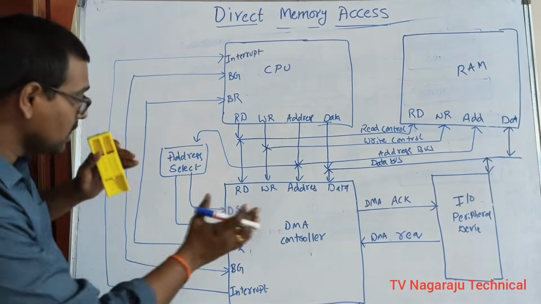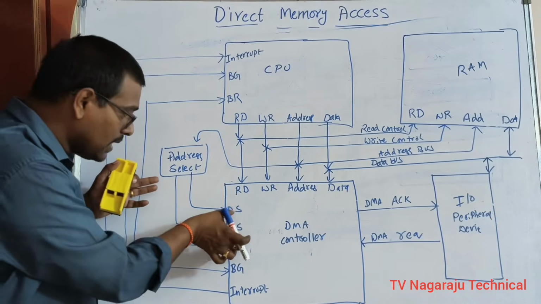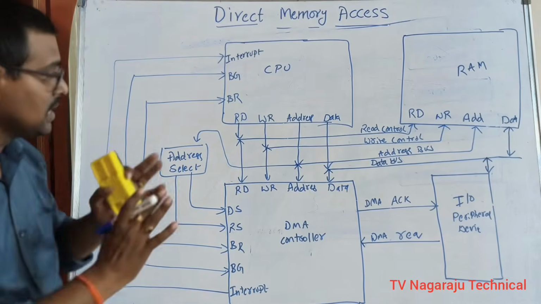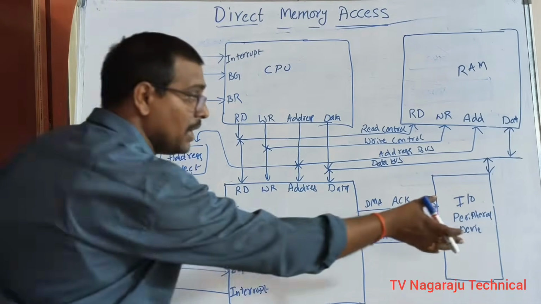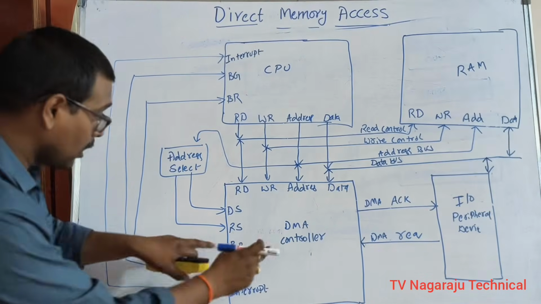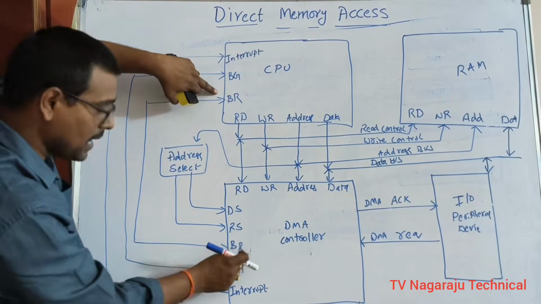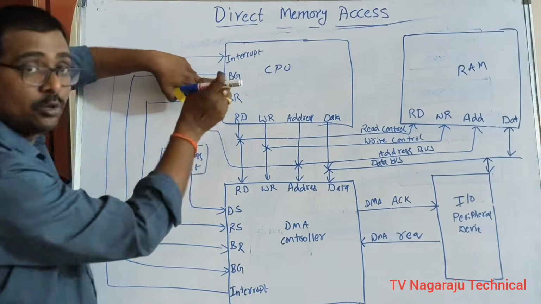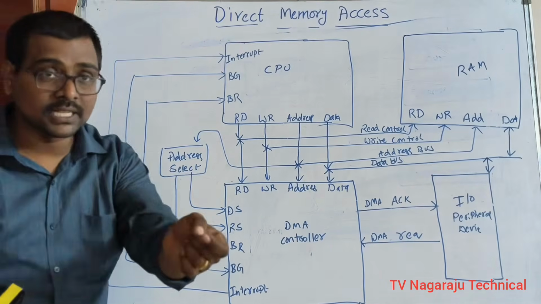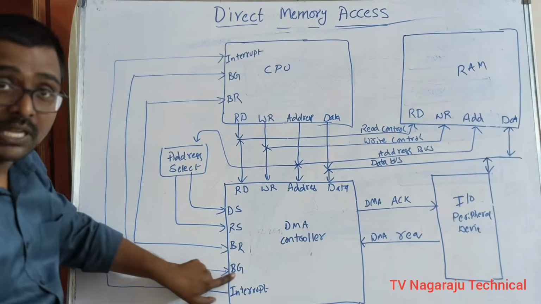Here, what is the procedure? The DMA controller has its own address bits, selected by the DS and RS lines. To select the DS and RS lines, the procedure is very simple. Whenever an IO device requests the DMA controller, the DMA controller sends a request on the bus request line, BR, that is, the bus request line to the CPU. Suppose the CPU releases the buses, simply it enables the bus grant line.